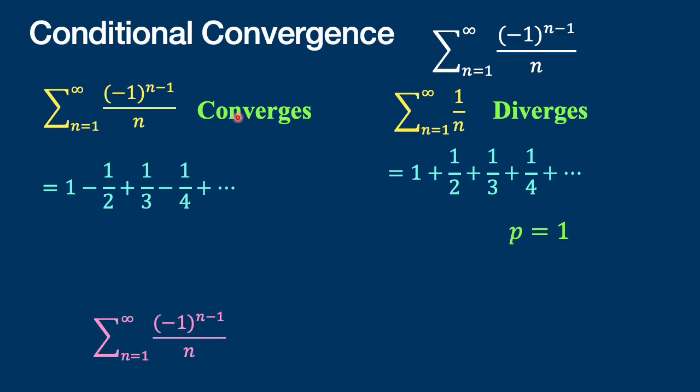Then what are you going to say here? Here are two different things. You drop the alternating negative, make all terms positive, that diverges. But the alternating series converges. Then the original series, we say, converges conditionally, which means when you make the terms positive, then that infinite series is going to diverge. But the original series, the alternating series, converges, so this alternating series converges conditionally.